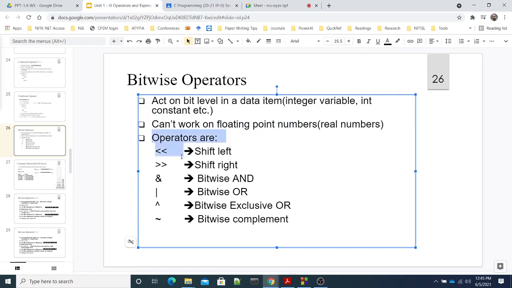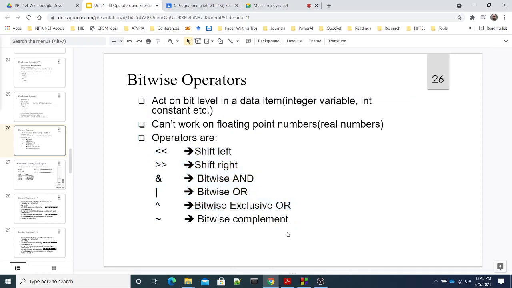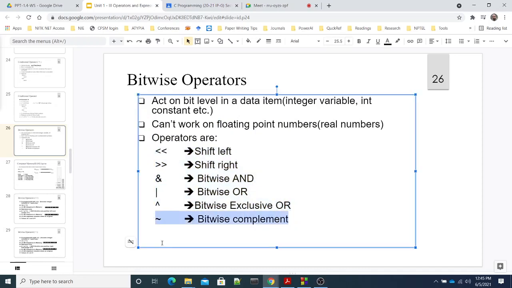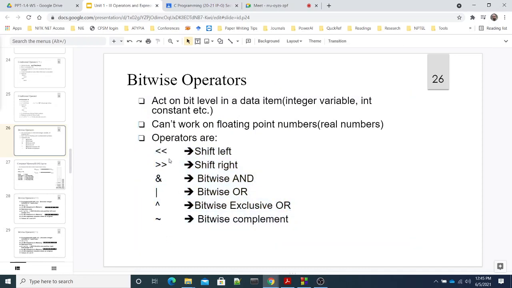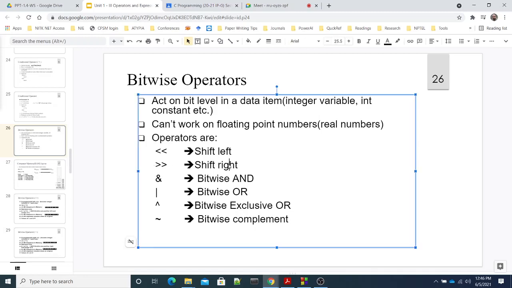And these are the bitwise operators. In the syllabus there may be only five, or this is a simple bitwise operator. The first one is shift left. It will shift the bit sequence of a number towards the left. This will shift the bit sequence of a number towards the right. We'll see what it means.